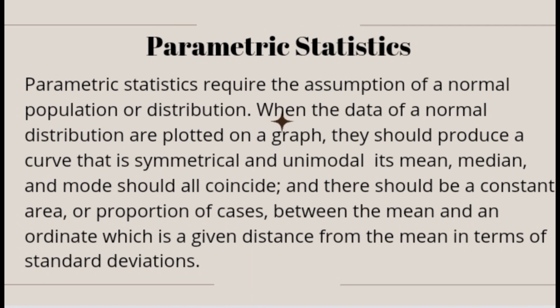Parametric statistics. Most important, parametric statistics require the assumption of a normal population or distribution. When the data of a normal distribution are plotted on a graph, they should produce a curve that is symmetrical and unimodal. Its mean, median, and mode should all coincide, and there should be a constant area or proportion of cases between the mean and an ordinate which is a given distance from the mean in terms of standard deviations.